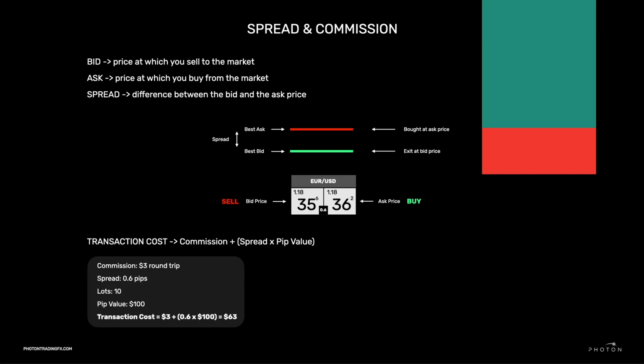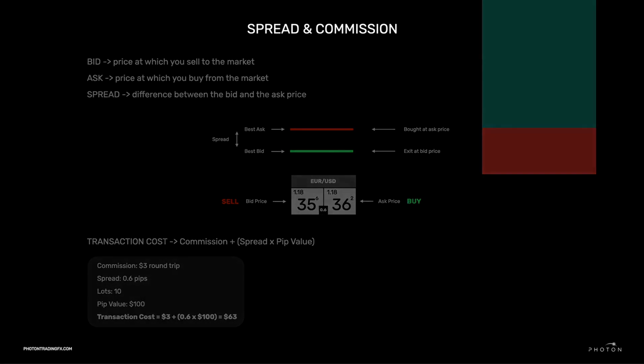But generally, the total transaction cost will still be the same between those different types of brokers. So it's just down to your preference, which style you prefer. Whether you prefer those narrower spreads but then have that flat commission rate, or whether you're happy to have the wider spreads. But generally, the costs will be the same.